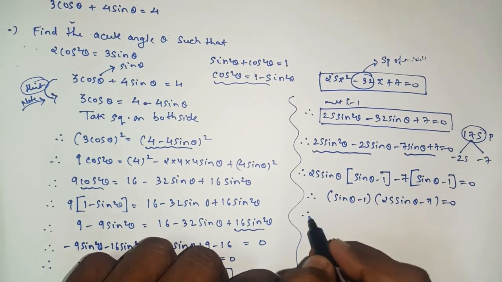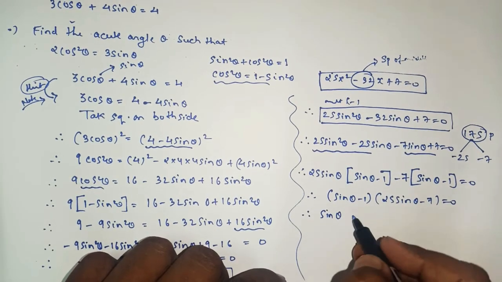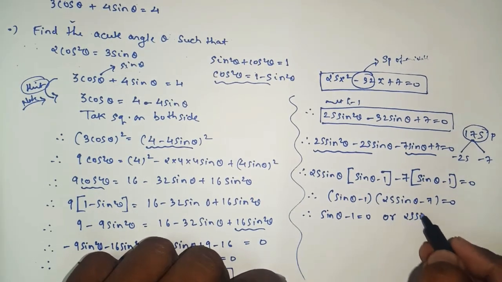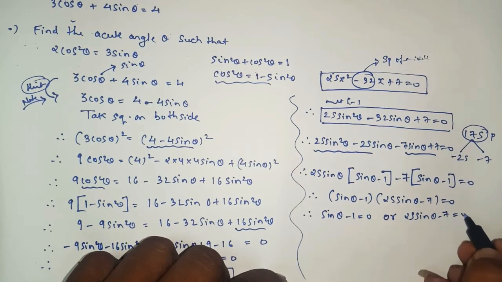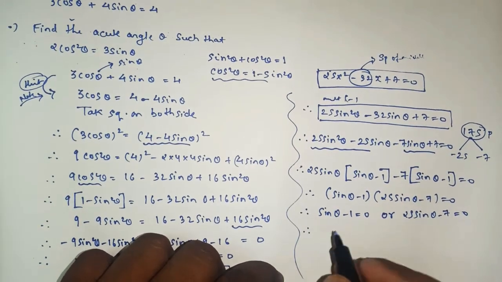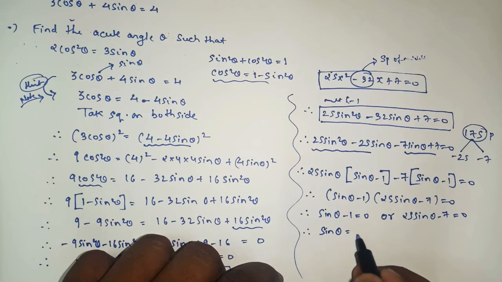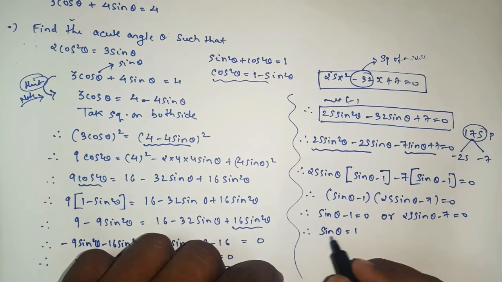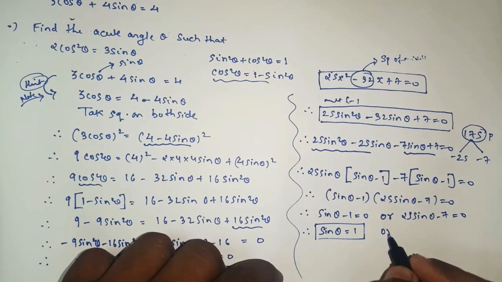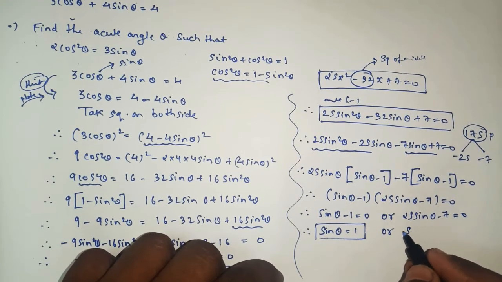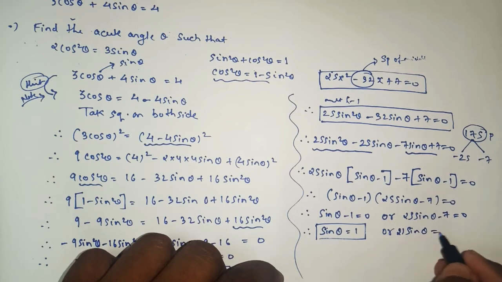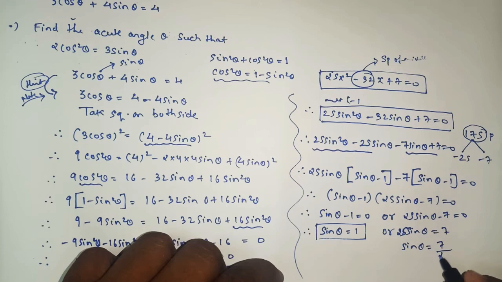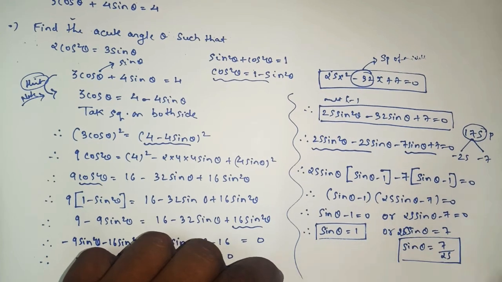Okay, so therefore in the next step this can be written as sine theta minus 1 equals 0, or 25 sine theta minus 7 equals 0. So sine theta will be equal to plus 1, as minus 1 will go on that side. So here we got one answer of sine theta. Then 25 sine theta equals 7, so therefore sine theta will be equal to 7 upon 25. So here we got the second answer.